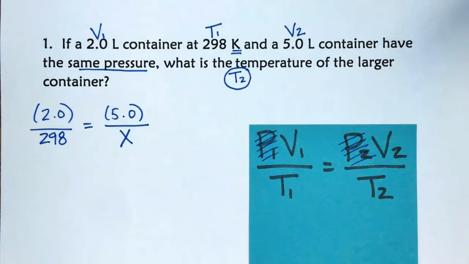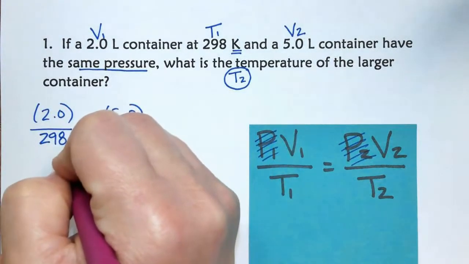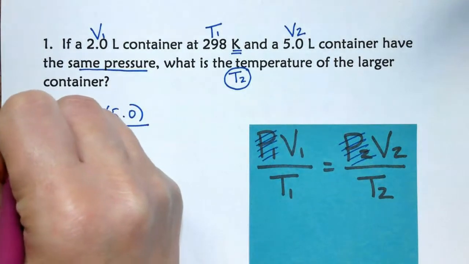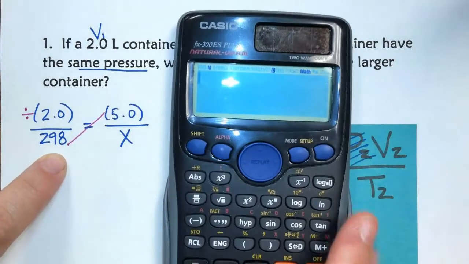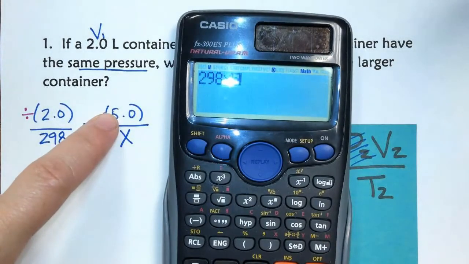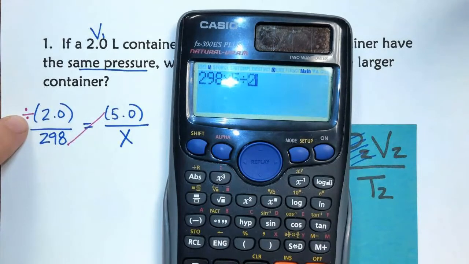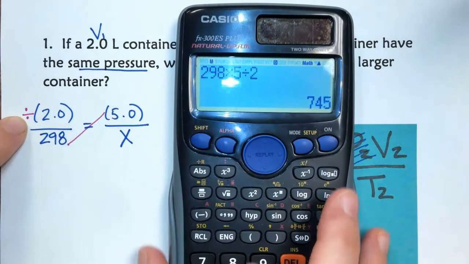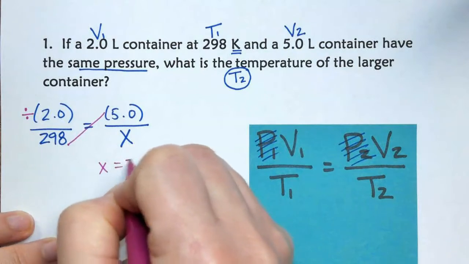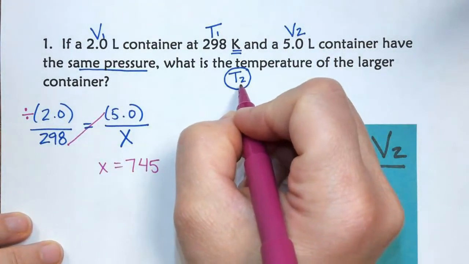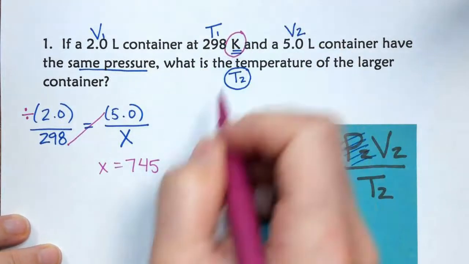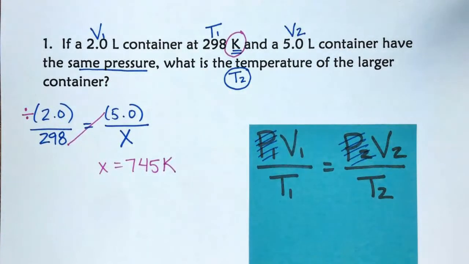And now we're going to use our good old classic cross multiply. Remember, don't start your cross with the X. We'll do the cross opposite the X, and then whatever is left over is going to be divided by. So we're going to cross multiply opposite the X, 298 times 5, and then I'll just divide by that 2 in order to get the answer, 745. X equals 745. T2 will have the same unit as T1. Since T1 was in Kelvin, that means this answer is also in Kelvin.